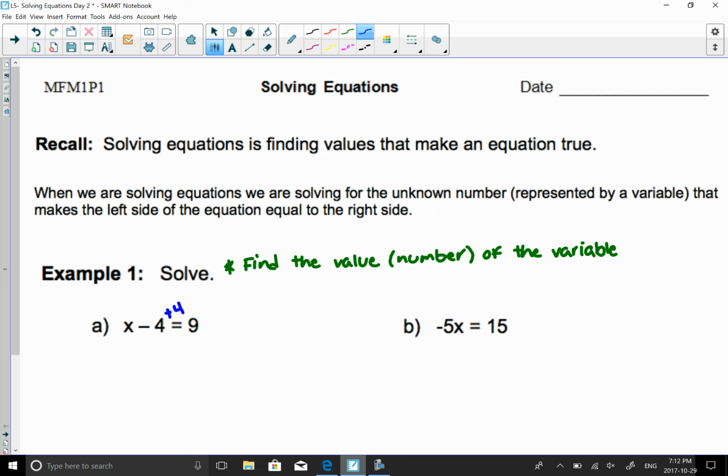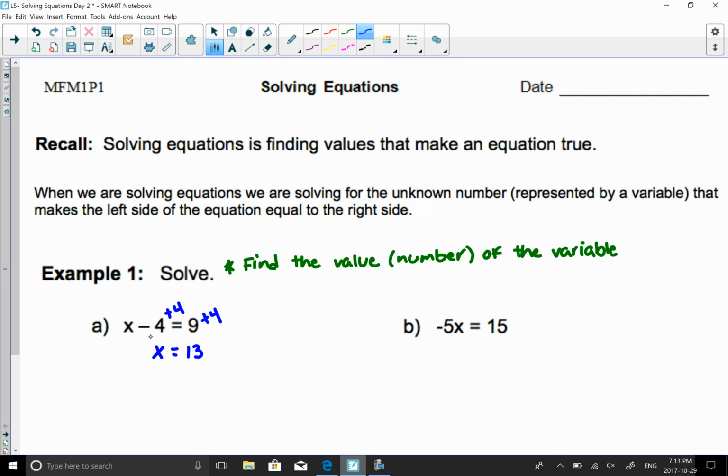But I know that I need to keep things balanced, so I'm going to have to add 4 to the other side as well. When I do that, minus 4 plus 4 becomes 0, so I just write an x here. And then I'll do 9 plus 4, which is 13. And there you go, I've solved it. I've shown my work by showing what I added to both sides.